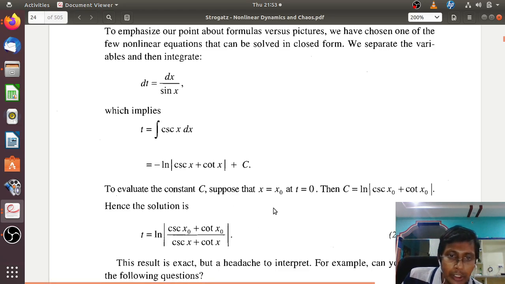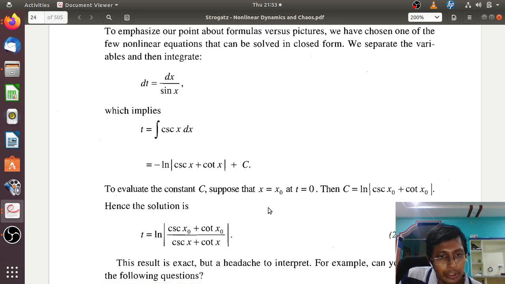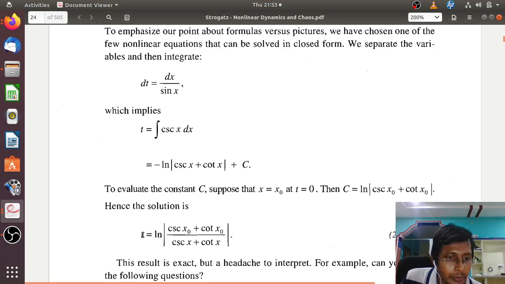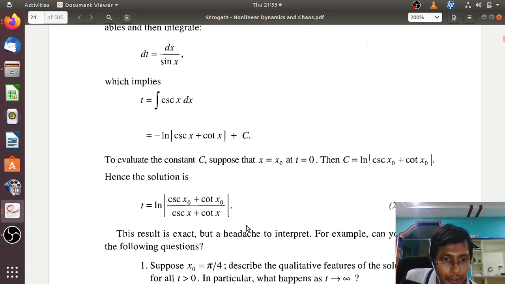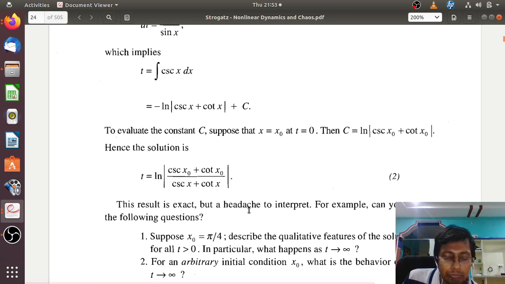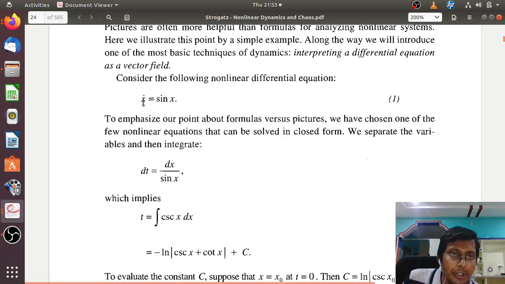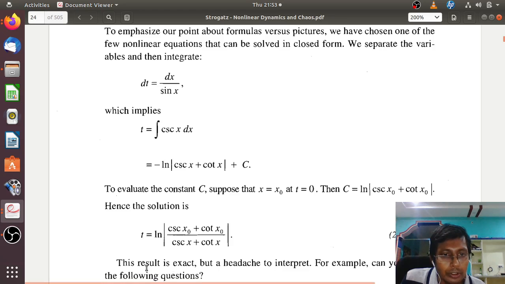What we need is x as a function of t, but anyway we have got a relation between t and x. Here I have used an analytical approach. Now with this relation I have solved it completely. This is an exact solution. Now let's say for such a system I have some questions, and let's see whether this solution is able to answer those questions.